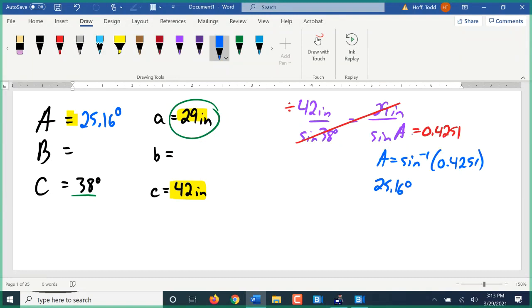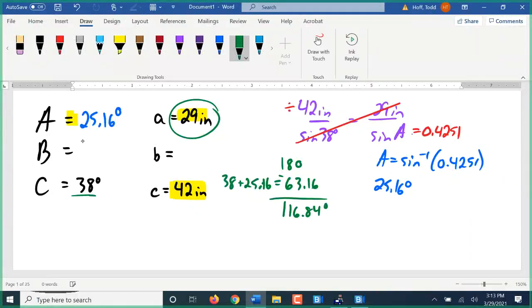How do we find angle B now? Add the angles together. Perfect. 38 plus 25.16 is 63.16, right? You subtract that from 180, giving us, what is that, 116.84? Yeah. 116.84 degrees.